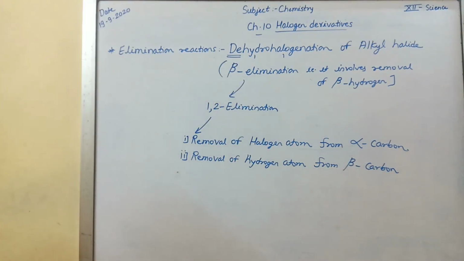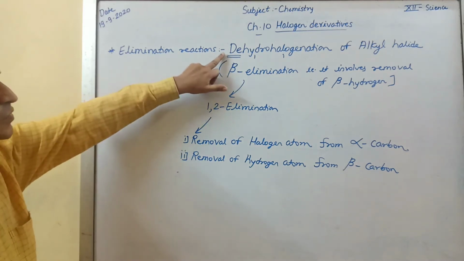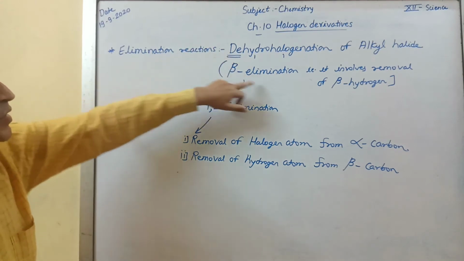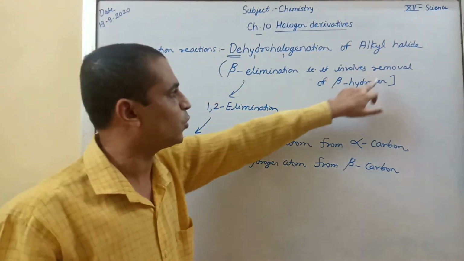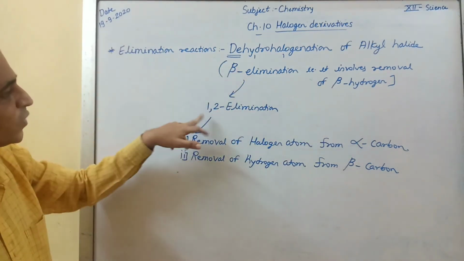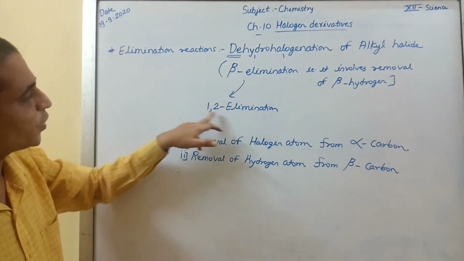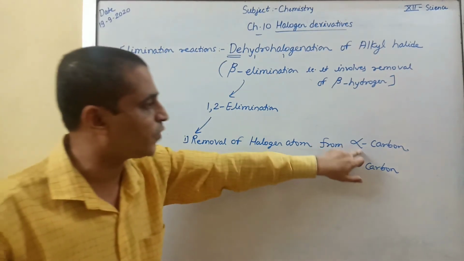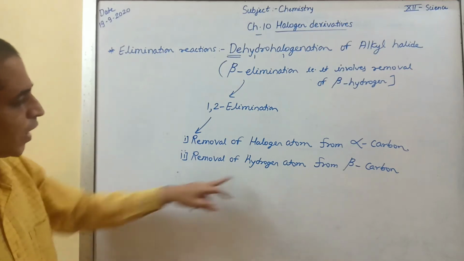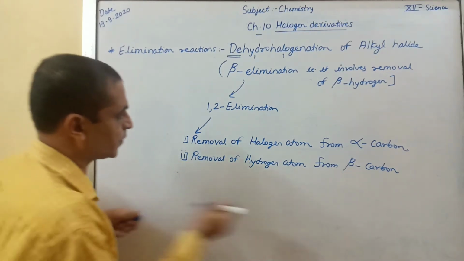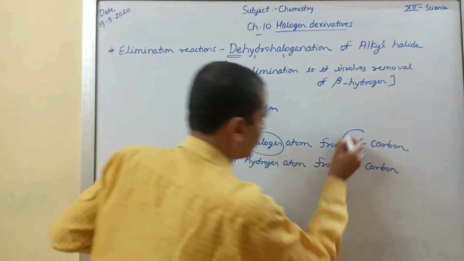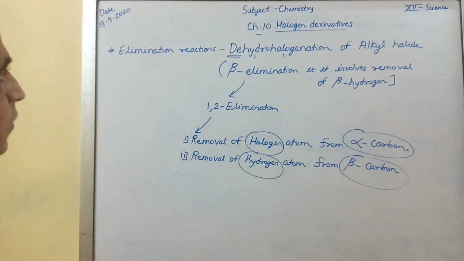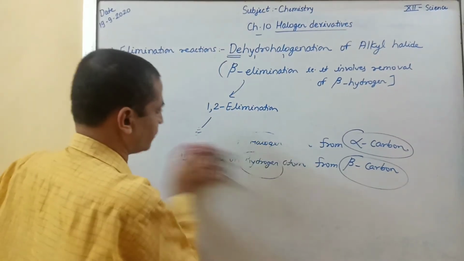Now go through this. We are going to study dehydrohalogenation, that is also called elimination of alkyl halide, which is also called beta elimination because it involves removal of beta hydrogen. Now it is also called as what? 1,2 elimination. Why is it called 1,2 elimination? Because it involves removal of halogen from the alpha carbon and removal of hydrogen atom from the beta carbon. See, here is the halogen on the alpha carbon, and here the hydrogen on the beta carbon. So let us start the reaction.